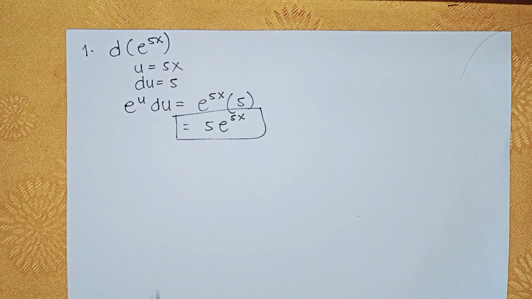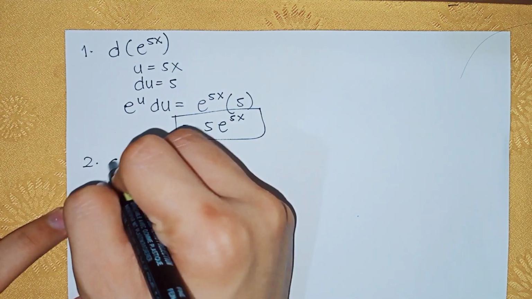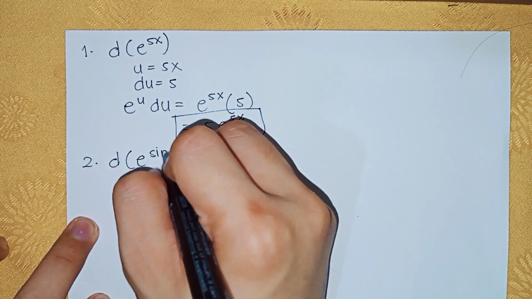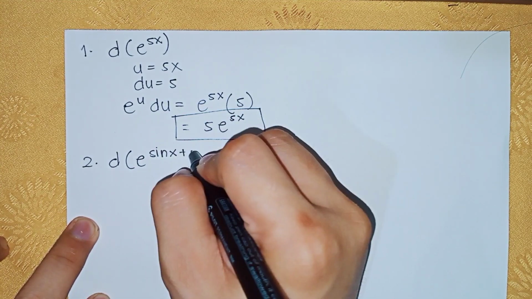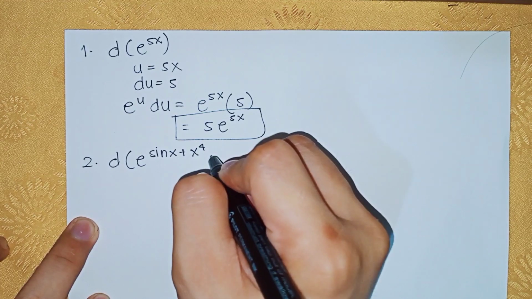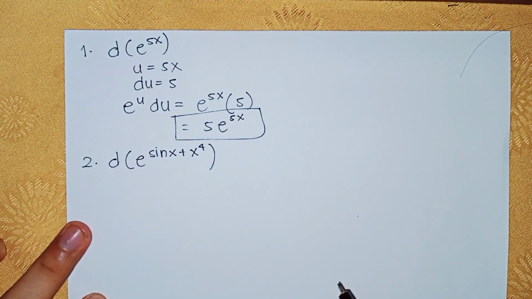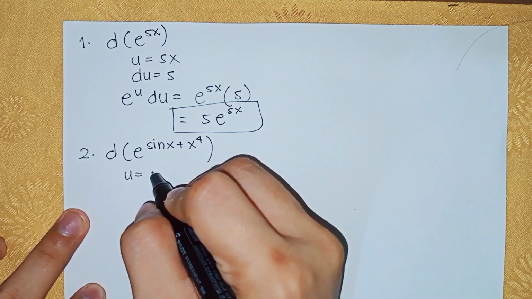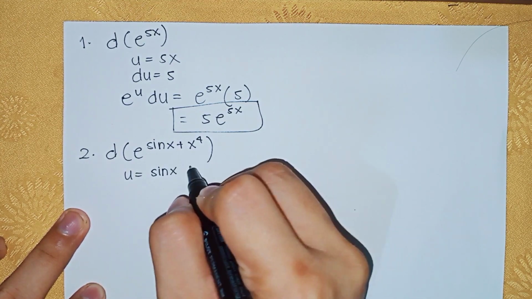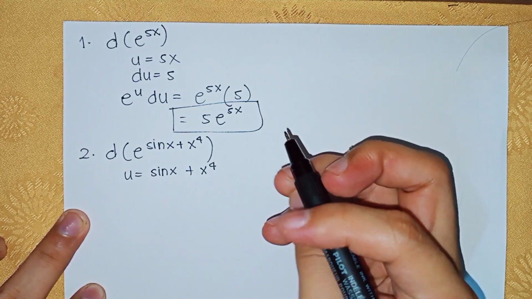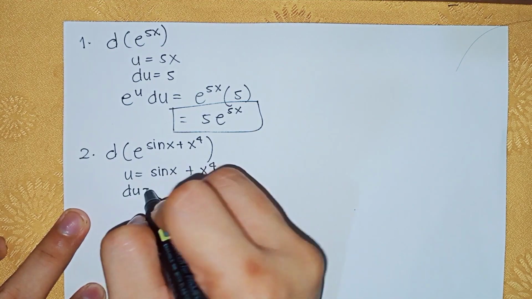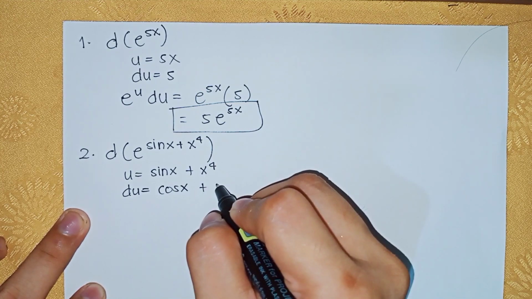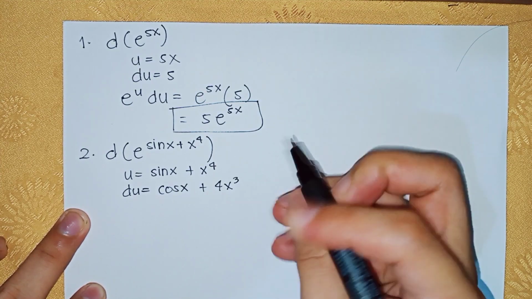So, number 2, hanapin daw natin yung derivative ng e raised to sin x plus x raised to 4. So, yung function natin dyan na exponent, yung sin x plus x raised to 4. So, ang derivative niyan ay cosine x plus, so derivative ng x raised to 4 ay 4x cubed.